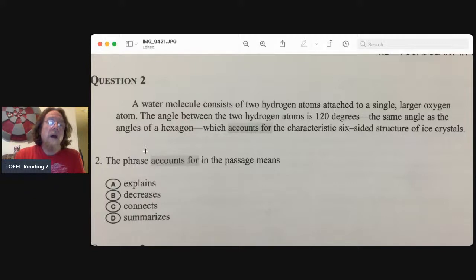The phrase accounts for in the passage means what? A, explains. B, decreases. C, connects. D, summarizes. Accounts for means what? A, explains. B, decreases. C, connects. Or D, summarizes.